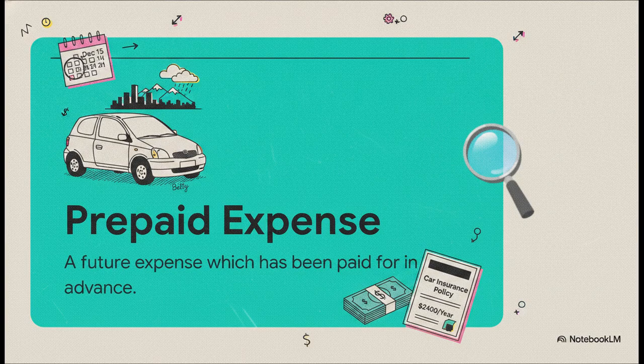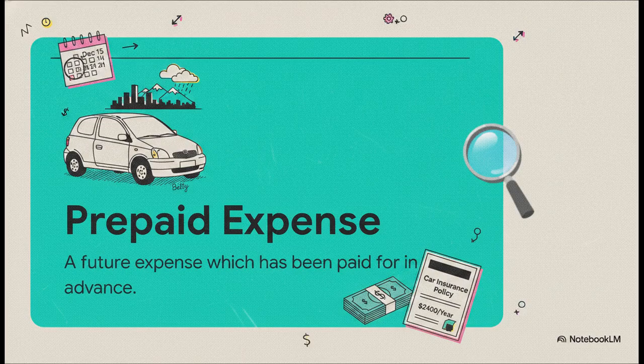To really bring this down to earth, I want you to imagine a car. Let's call her Betty. Betty is an older Toyota Yaris living out in Vancouver. She is definitely not the fastest thing on the road, but she gets you from point A to point B reliably every single day. Now, insuring a car like Betty in a busy city like Vancouver is seriously expensive.